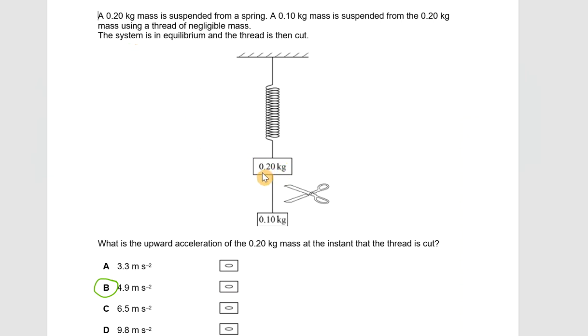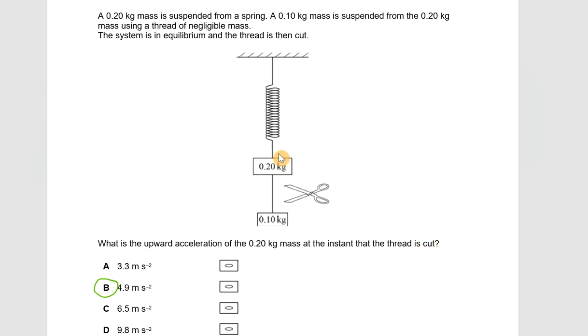So, a 0.2 kilogram mass is suspended from a spring. A 0.1 kilogram mass is suspended from the 0.2 kilogram mass using a thread of negligible mass. The system is in equilibrium, so nothing's moving, nothing's accelerating at the moment. And then the thread is cut. What is the upward acceleration on the 0.2 kilogram mass at the instant that the thread is cut?